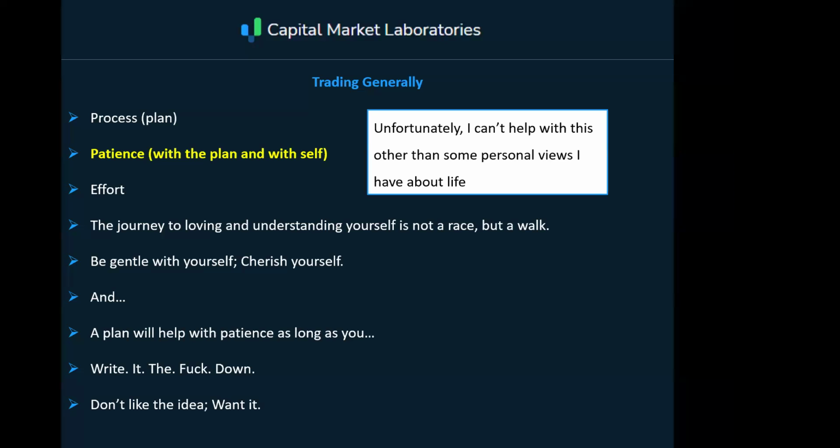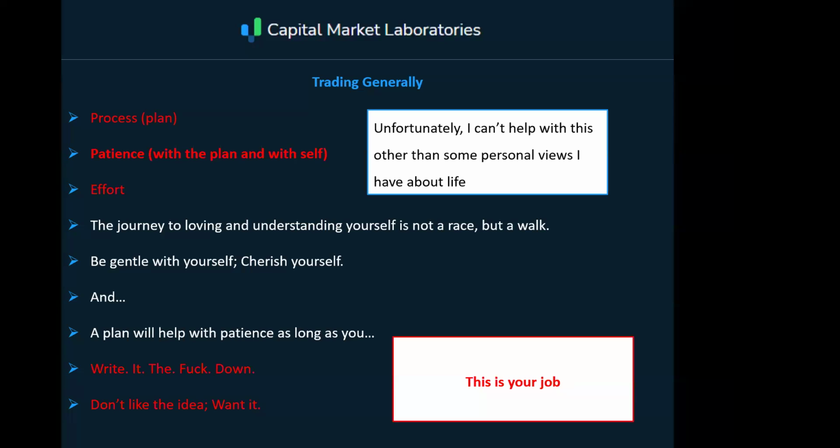Don't like the idea. Want it. Here's your first test. If you like the idea, you're not going to write it down. If you want it, you're going to write it down. The red is your job. I told you what my job is. I'm about to do it.